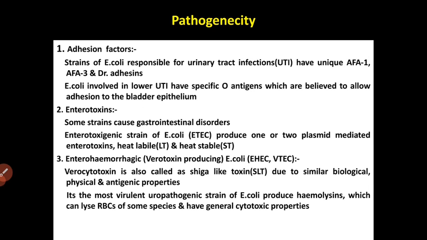Now, Shiga toxins are produced by strains of Shigella dysenteriae type 1. We will look at this point later when we see Shigella. Now, the most virulent uropathogenic strains of E. coli produce hemolysins, which can lyse RBCs of some species and have general cytotoxic properties. Understood?